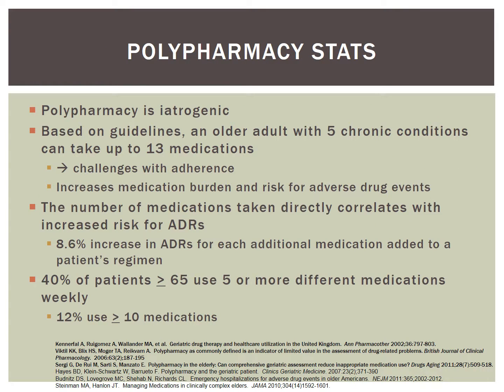Polypharmacy is iatrogenic. This is something that we do to our patients. And if you look at guidelines, it kind of makes sense because if you have an older adult who has 5 chronic conditions, they could take 13 medications. This can cause problems with adherence. It increases medication burden and cost, and there's an increased risk for adverse drug events and drug-drug interactions.